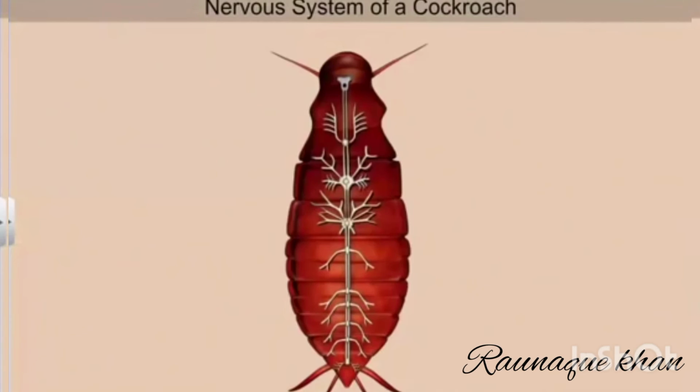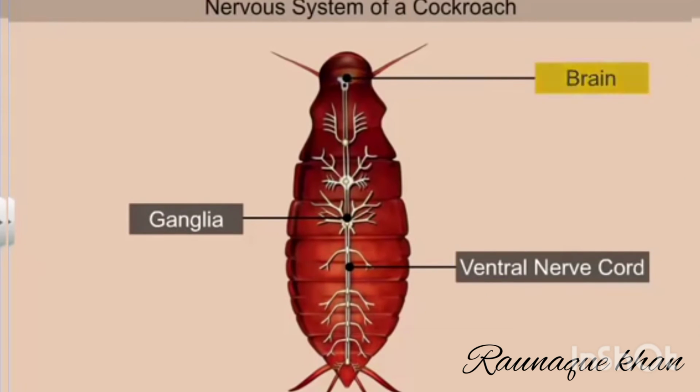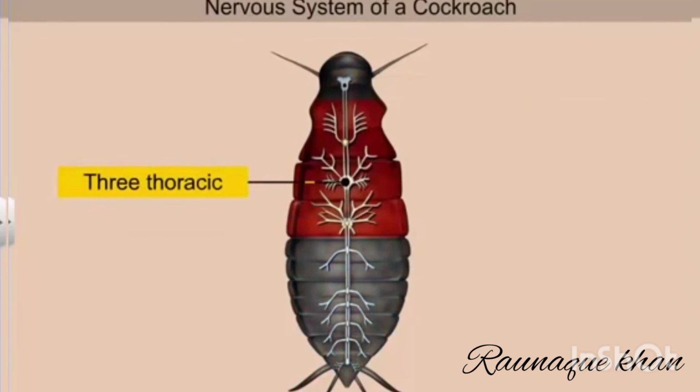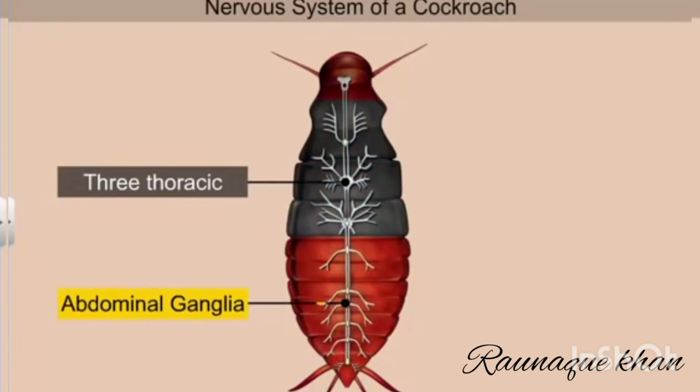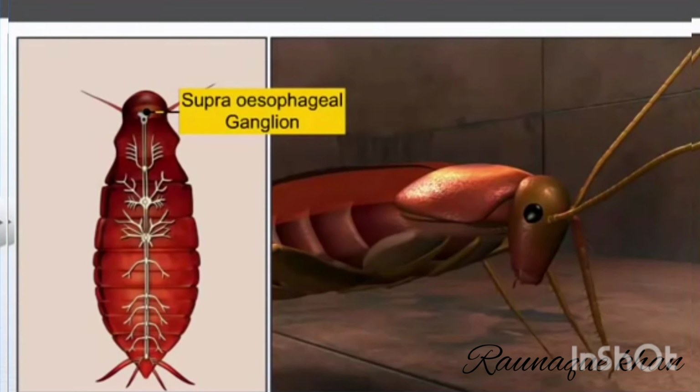In the cockroach, this system consists of a series of ganglia in each segment, which is attached to a ventral nerve cord and a brain. There are 3 thoracic ganglia and 6 abdominal ganglia. In the head, the supraesophageal ganglion represents the brain, which supplies nerves to the antennae and the compound eyes.